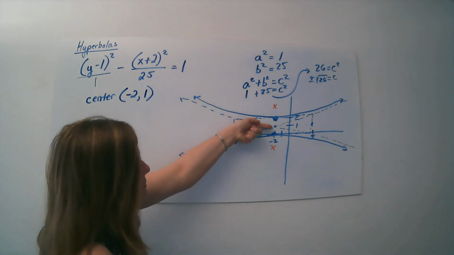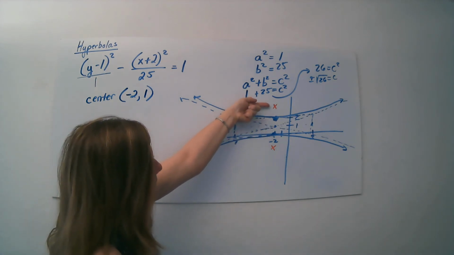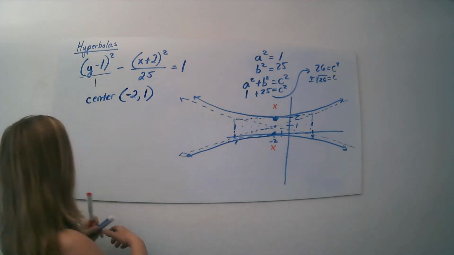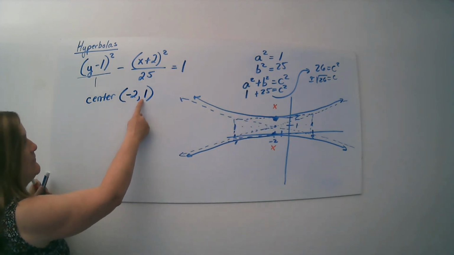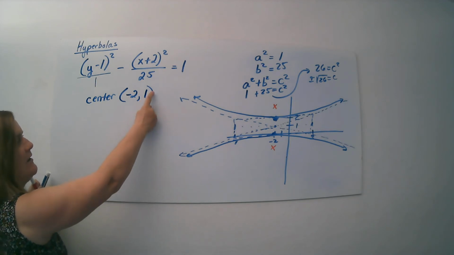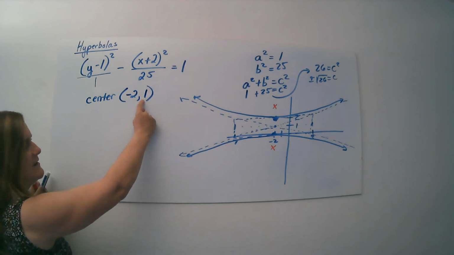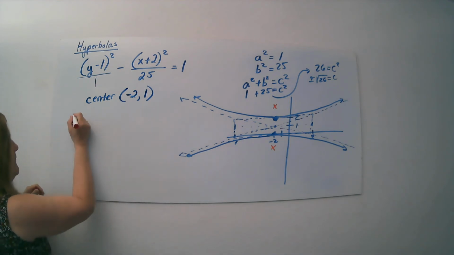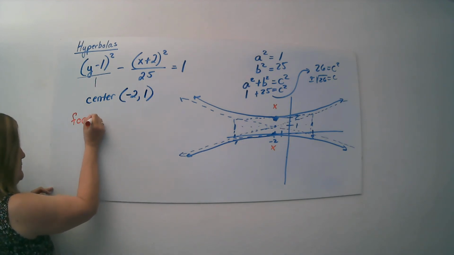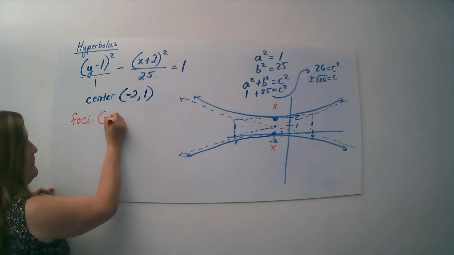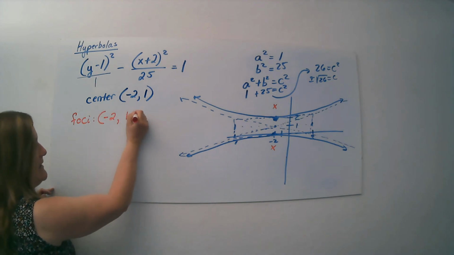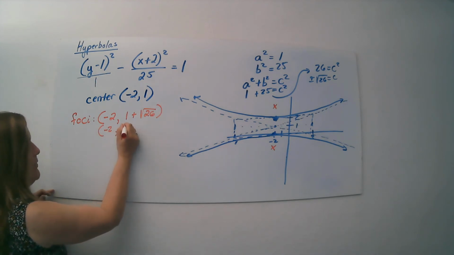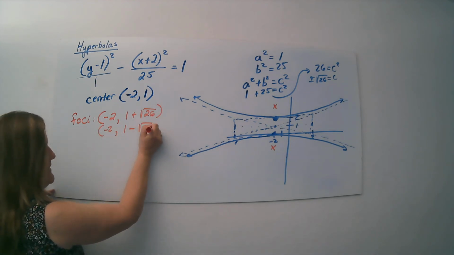So from center, I'm going to go up square root of 26 units, and I'm going to go down square root of 26 units. But center is at negative 2, 1. So I need to add that square root of 26 to the y value right here. So the foci are going to be at negative 2, comma 1 plus the square root of 26, and negative 2, comma 1 minus the square root of 26.